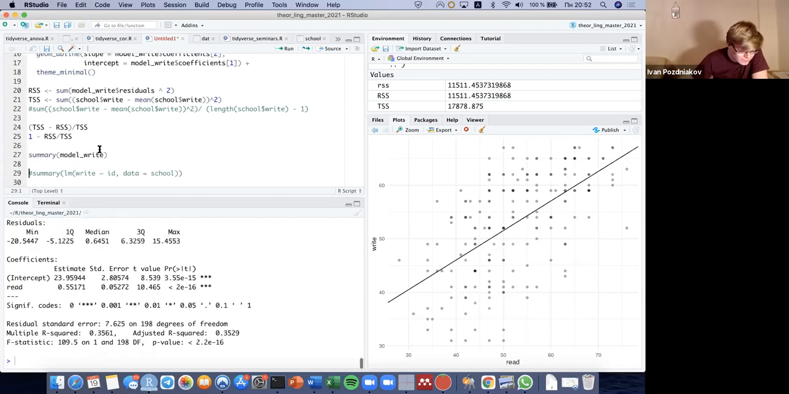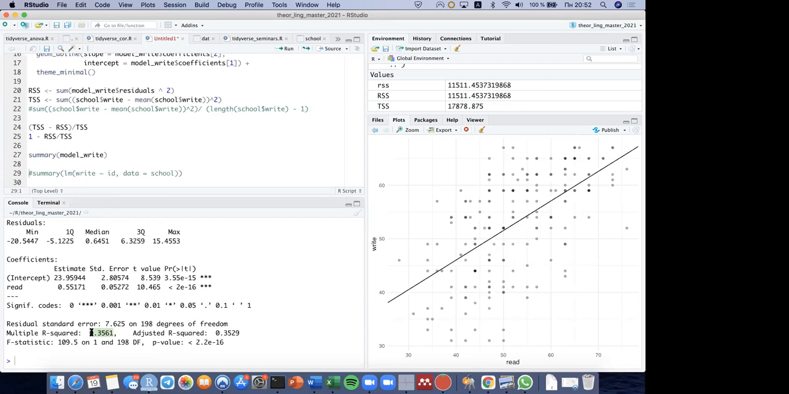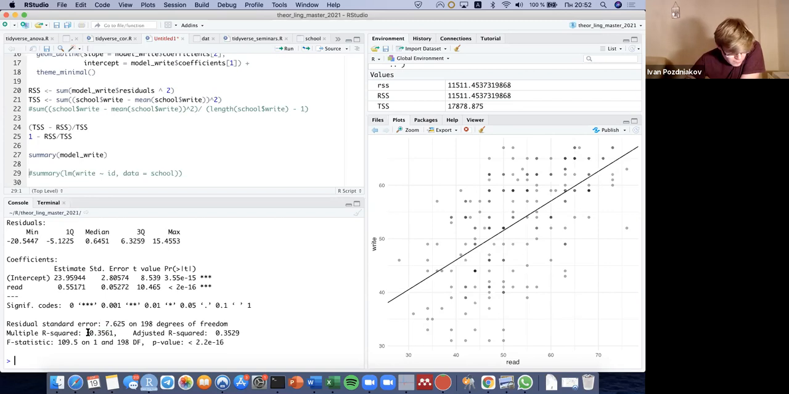Okay, so let's return to our normal model. Do you think this value is big? Do you think that this R squared is big? But if we compare our normal model with this ID model, in the ID model the multiple R squared value was like 3%, and here it's 35%. So maybe it is significant here. Maybe it means something.